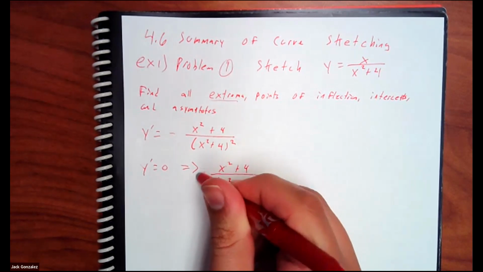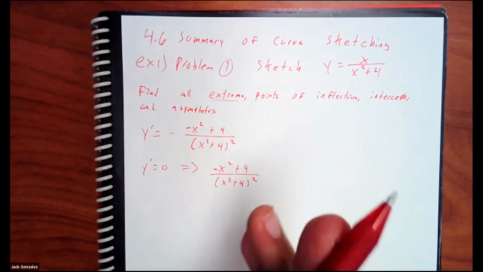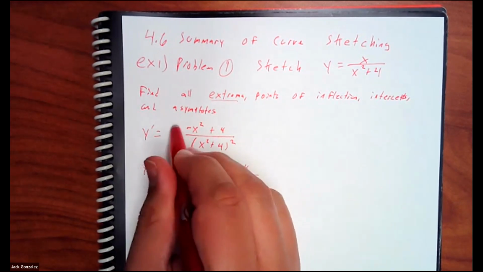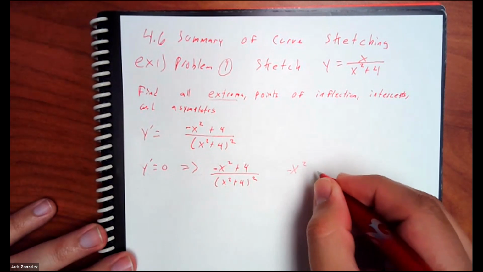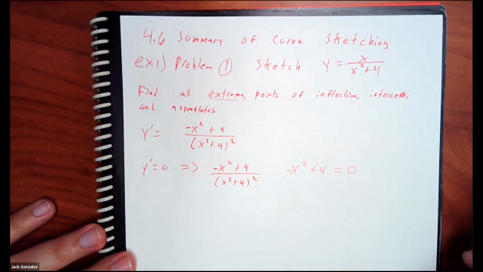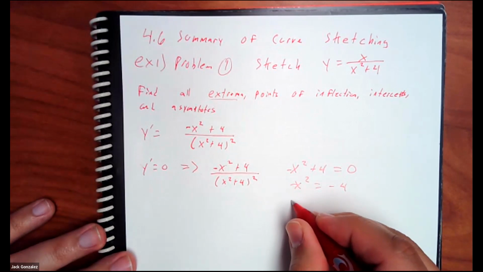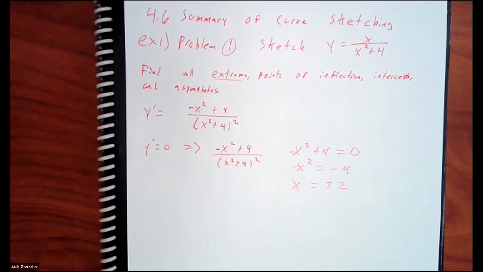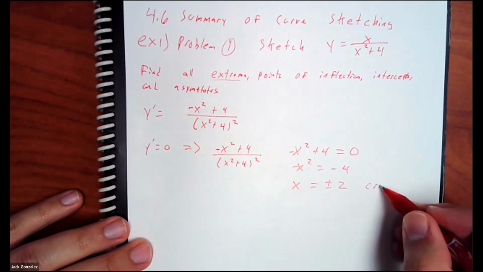I'm sorry, there was a mistake there. The negative should be on the x squared, not on the front. But yeah, it looks like it's going to be 2 plus or minus 2. So just set the top to 0. Solve for that. So x equals plus or minus 2. And you square root both sides. That's what you're going to get. You divide the negative out, get to here. So these are the critical numbers.